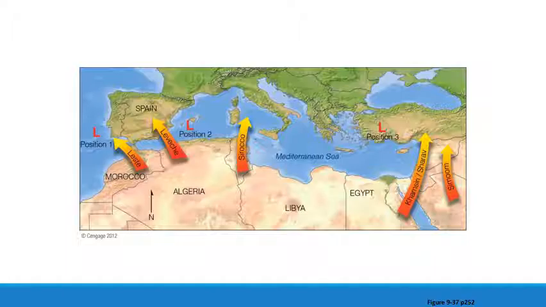Exceptionally hot, dry air also cascades out of North Africa and the Saharan desert, influencing, in a monsoonal manner, other parts of the Mediterranean. We'll talk more about this in future presentations.